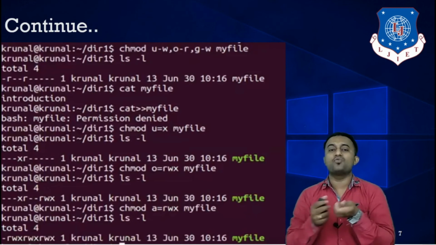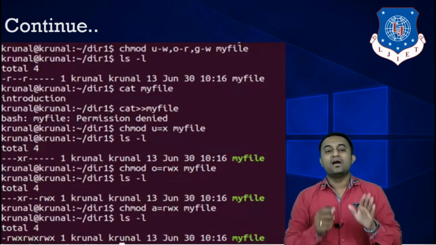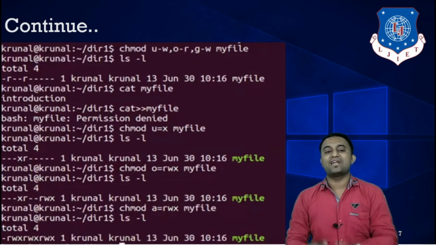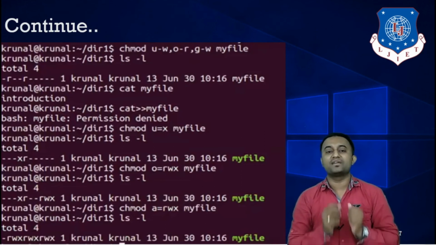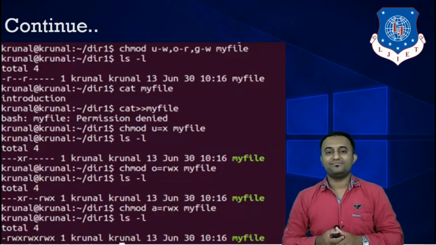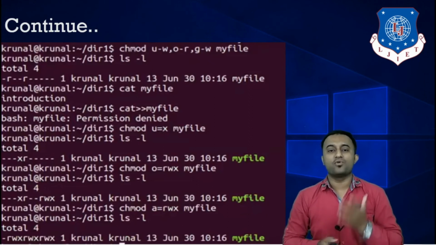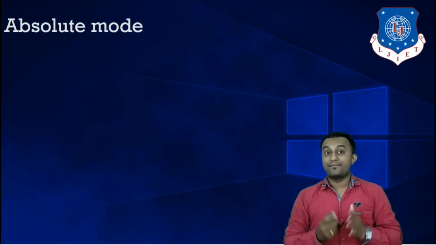a=rwx. If you write like this, it means what? You can see rwx and rwx, which means all types of users can read something, write something and execute that file. So in this way you can change the permission with the help of symbolic mode. Now next one is absolute mode.